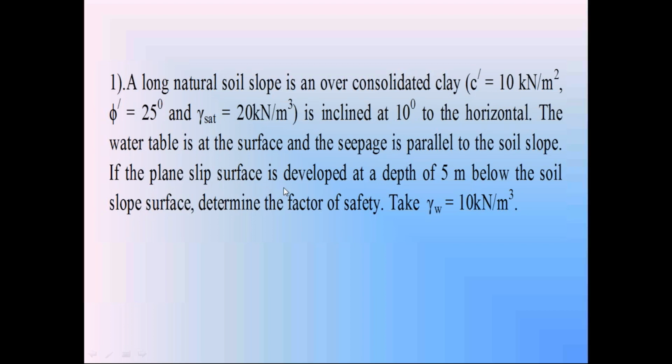This is the slip surface. The depth of the failure surface from the soil slope is 5 meters. In this problem, read it carefully and understand the type of soil slope given. The soil slope is an infinite cohesive soil slope. The condition of the soil slope is seepage flow condition. Find the factor of safety by taking gamma W as 10 kilonewton per meter cube.